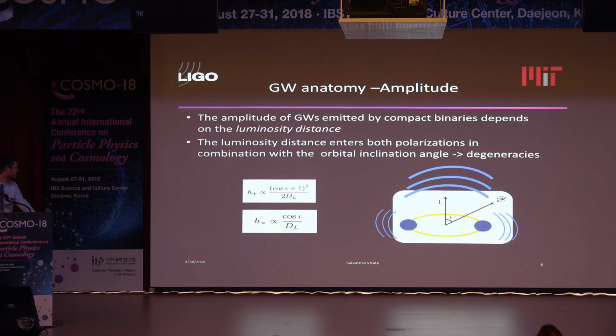In both polarizations, the distance is not by itself. It always comes in a combination with the inclination angle, which is the angle between the angular momentum and the line of sight. Okay, so we're looking at the system from here. And the reason why this happens physically is actually pretty easy to understand. If you have a compact binary, the gravitational energy is not radiated isotropically. More energy goes along plus and minus L, and less energy goes along the plane of the orbit.